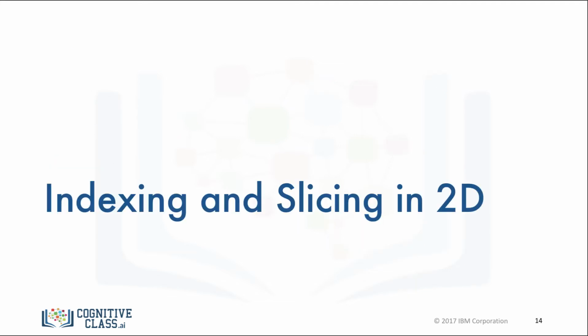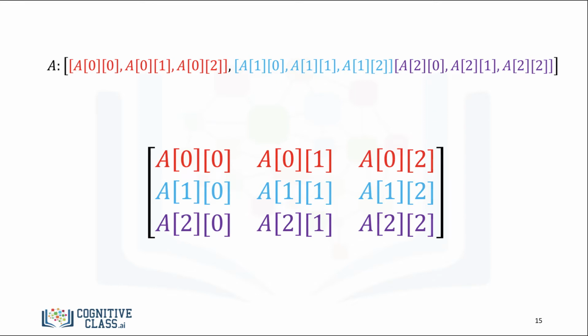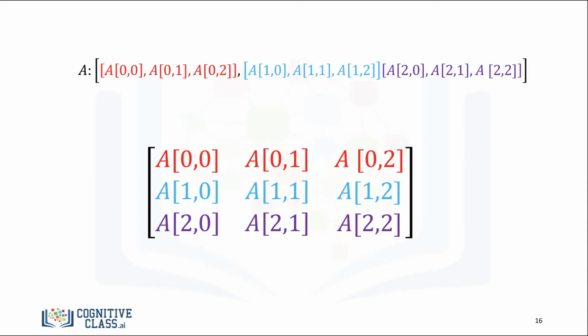Now let's discuss indexing and slicing in 2D. We can use rectangular brackets to access the different elements of a tensor. The following image demonstrates the relationship between the list representation and the indexing convention. We can also use the rectangular representation. The first index corresponds to the row index, and the second index corresponds to the column index. We can also use a single bracket to access the individual elements in the tensor.